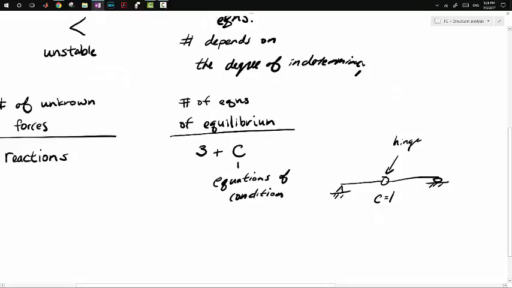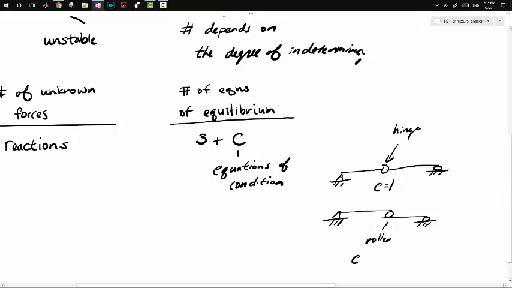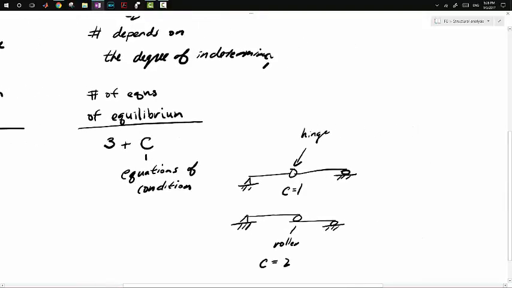For an internal roller, it would be drawn something like this. So this is a roller. C equals 2. It can also be drawn this way. 2 hinges. So yeah, for internal rollers, our equation of condition is 2.